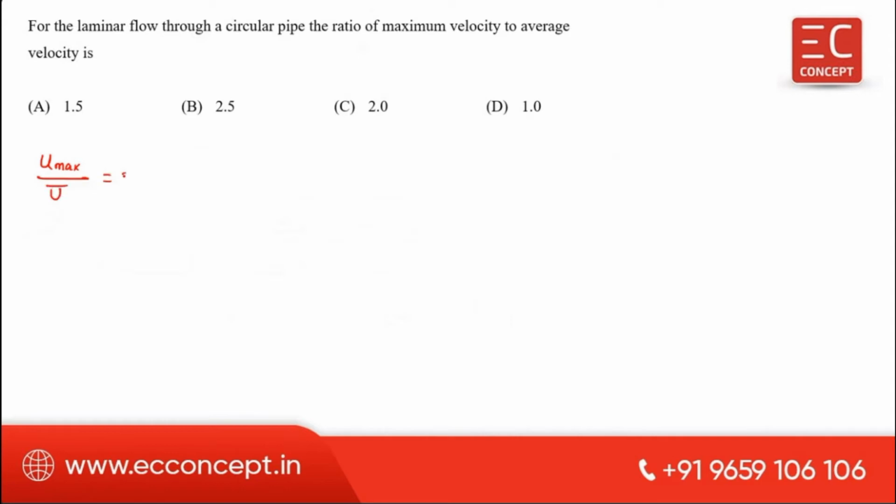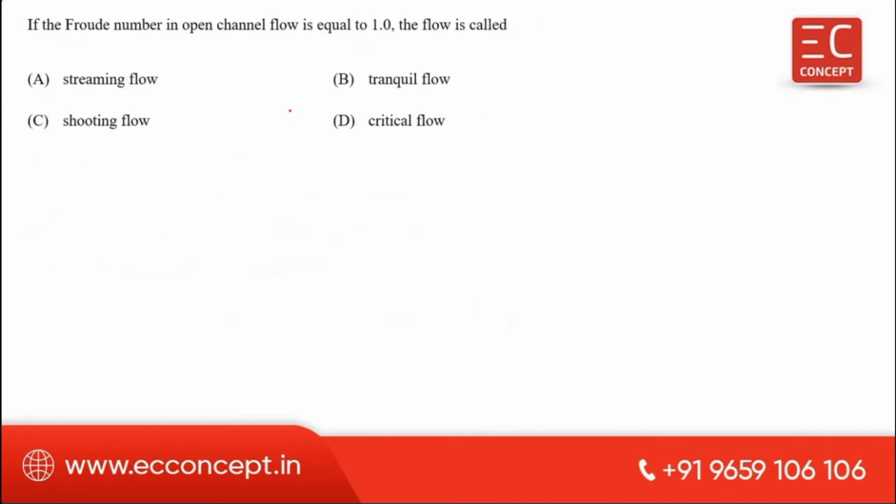Then for laminar flow through a circular pipe, the ratio of maximum velocity to average velocity, U max by U average, is equal to 2 for a circular pipe. U max by U average is equal to 1.5 for parallel plates. So answer for this question is C. Understood?